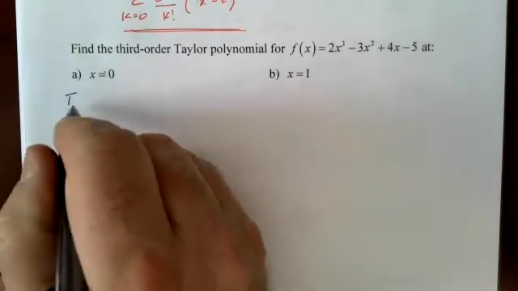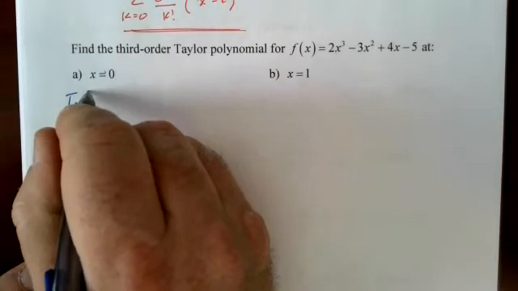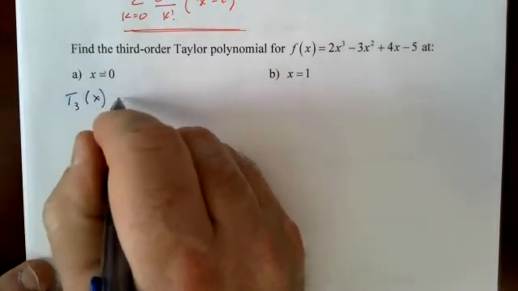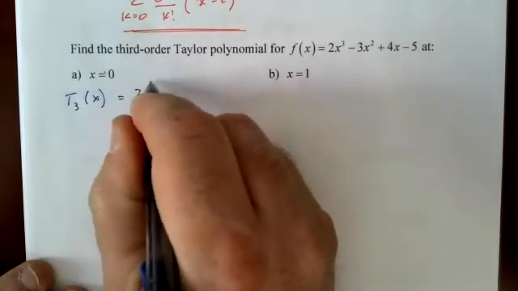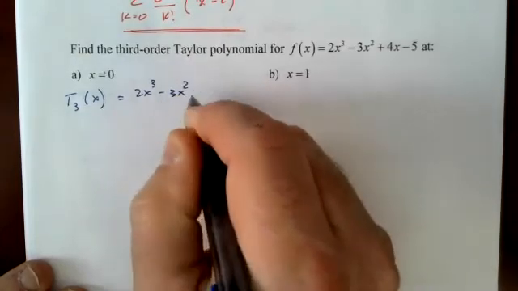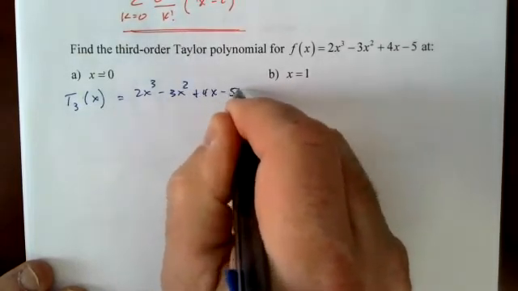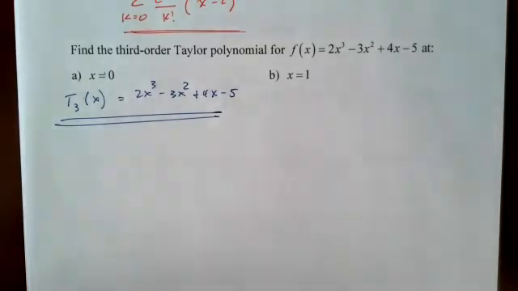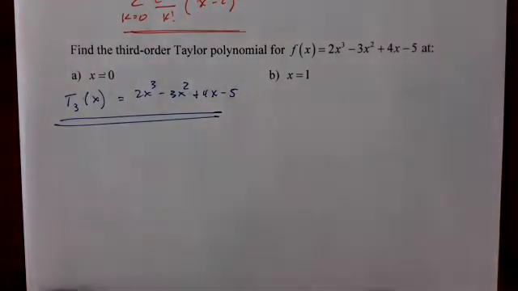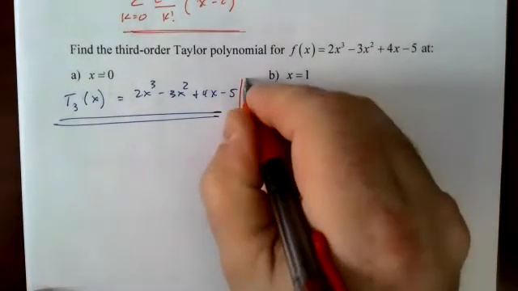And now we start to use this t. Third is 2x to the third minus 3x squared plus 4x minus 5. That was easy. And now life's going to get a little more challenging.